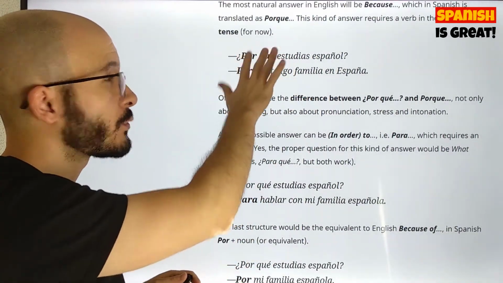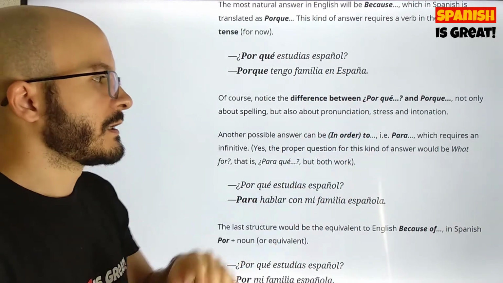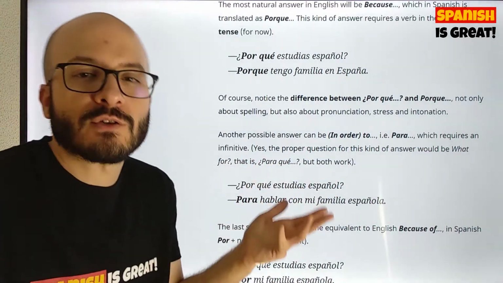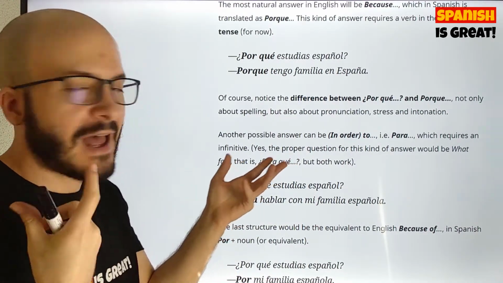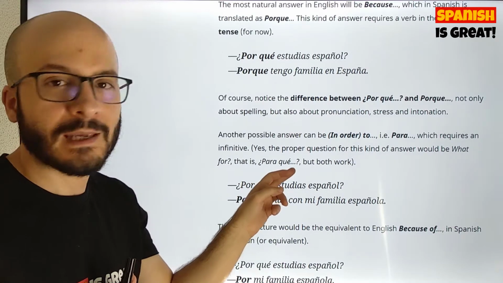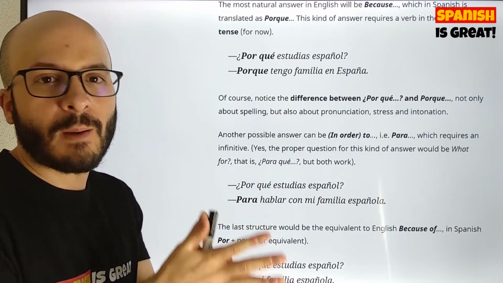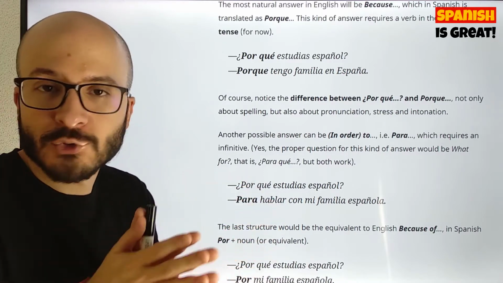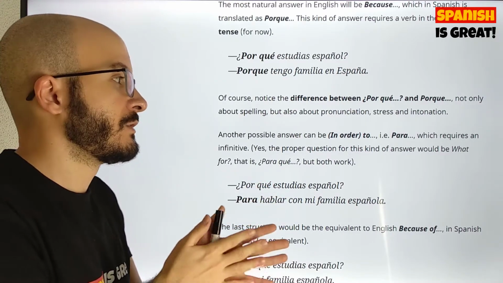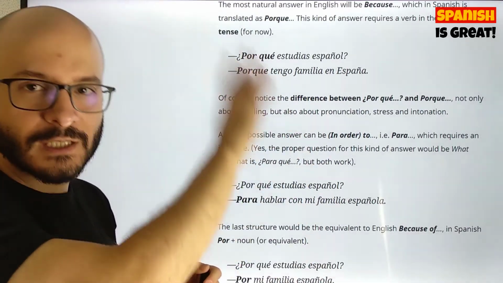Superficially, of course, they are quite similar, but there is a big difference, no? Another possible answer can be in order to, or just to, in English, no? That is, in Spanish, para whatever, which requires an infinitive, okay? And now, of course, you might be thinking that the actual question for in order to would be something like what for? In Spanish, ¿para qué? Okay? But okay, we understand each other, and of course, we sometimes answer para whatever, in order to whatever, to this why. Of course, why should be only answered with because, and for in order to it should be what for. Okay, but yeah, we also use this.